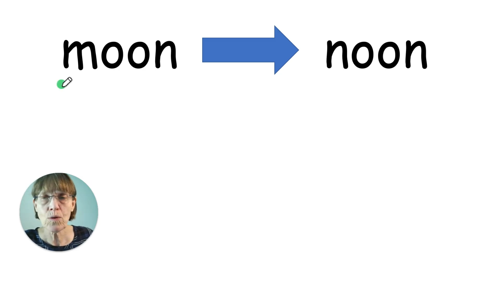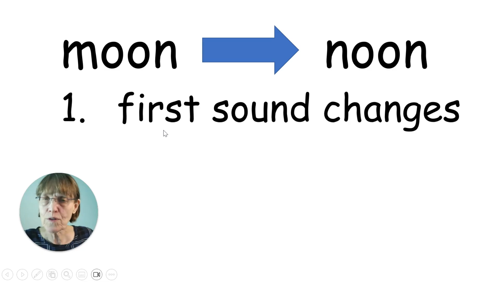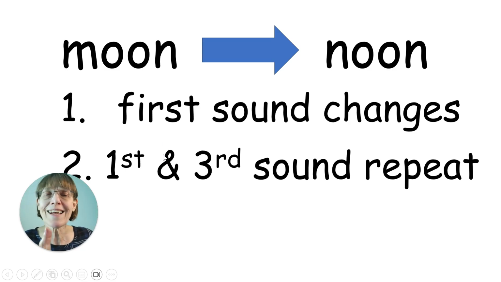This one, we have the word moon. 4 letters, but only 3 sounds. And over here, we have the word noon. So there's kind of like 2 changes. The first sound changes, but then we could also say the repeat. So the first sound changes, and then the first and third sounds repeat or same.